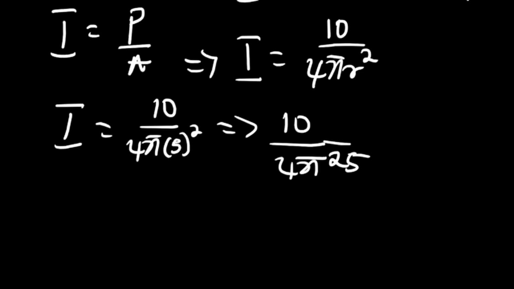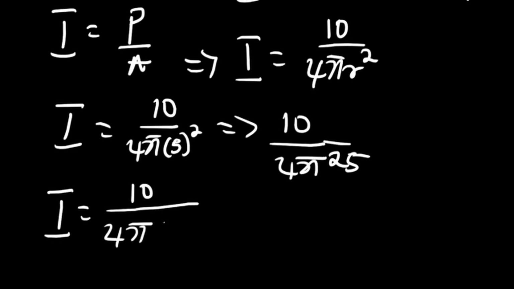Let me write that nicely. We have that intensity is equal to 10 over 4 pi multiplied by 25. This is better right now. So we can now use our calculator to simplify. Pi is given as 3.14. So we say 4 times 3.14 times 25. I'm getting 314.